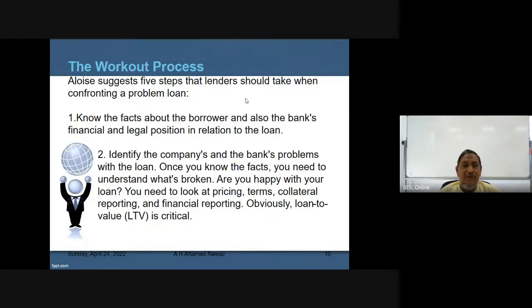Supervision, follow-up, monitoring. Start with that. Find out what has gone wrong, where was the problem. And on the other side, the bank's financial and legal position, whether we can sustain the position in any effort to go ahead. What is the legal position in relation to the particular customer, the particular loan? Legal background.